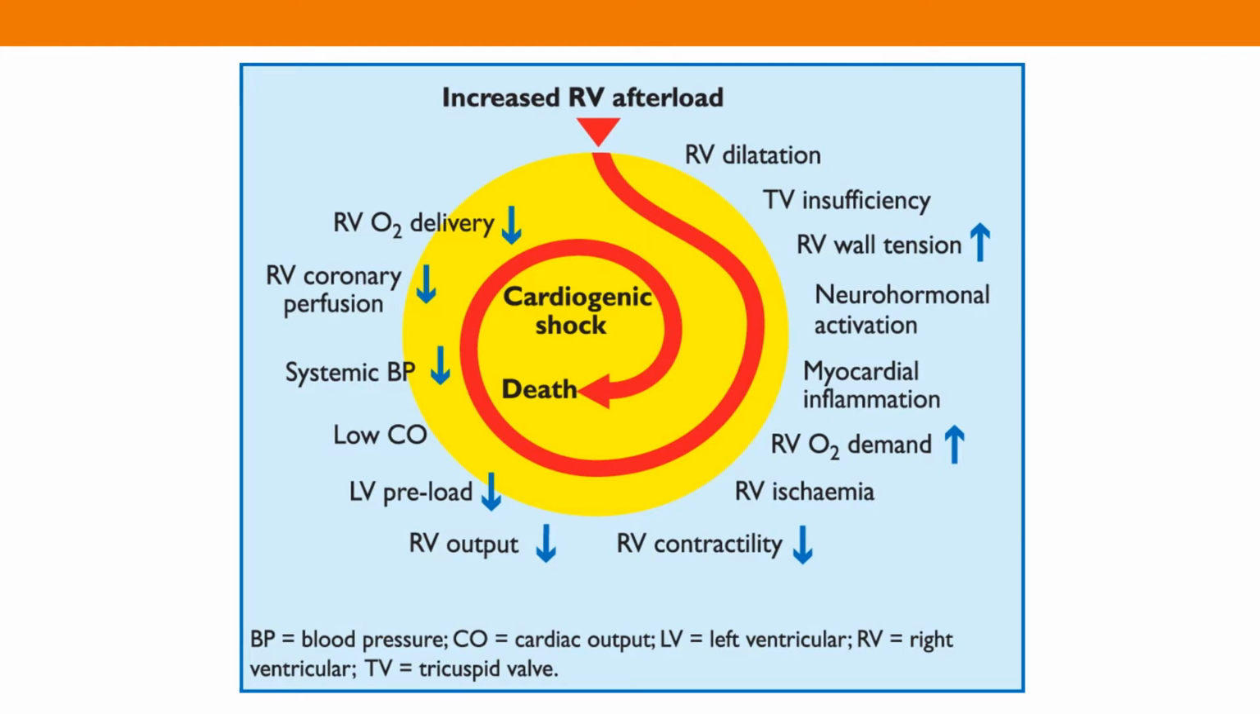And this is a diagram here to explain what I've just said in picture form. So you have the increased right ventricular afterload, which then causes right ventricular dilatation and tricuspid valve insufficiency, and then it sets off a myocardial inflammatory response, increases ventricular demand, causing ischemia, and then eventually you'll have reduced right ventricular output, reduced left ventricular preload, low cardiac output due to low perfusion, reduced oxygen delivery down to cardiogenic shock, and then subsequent death.